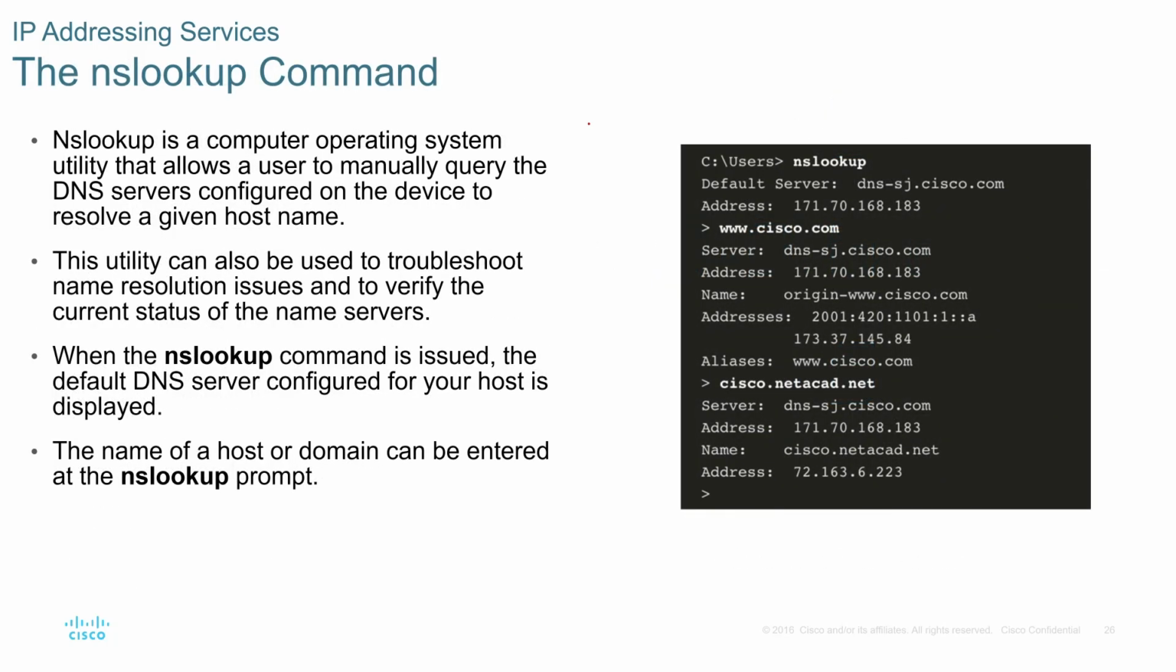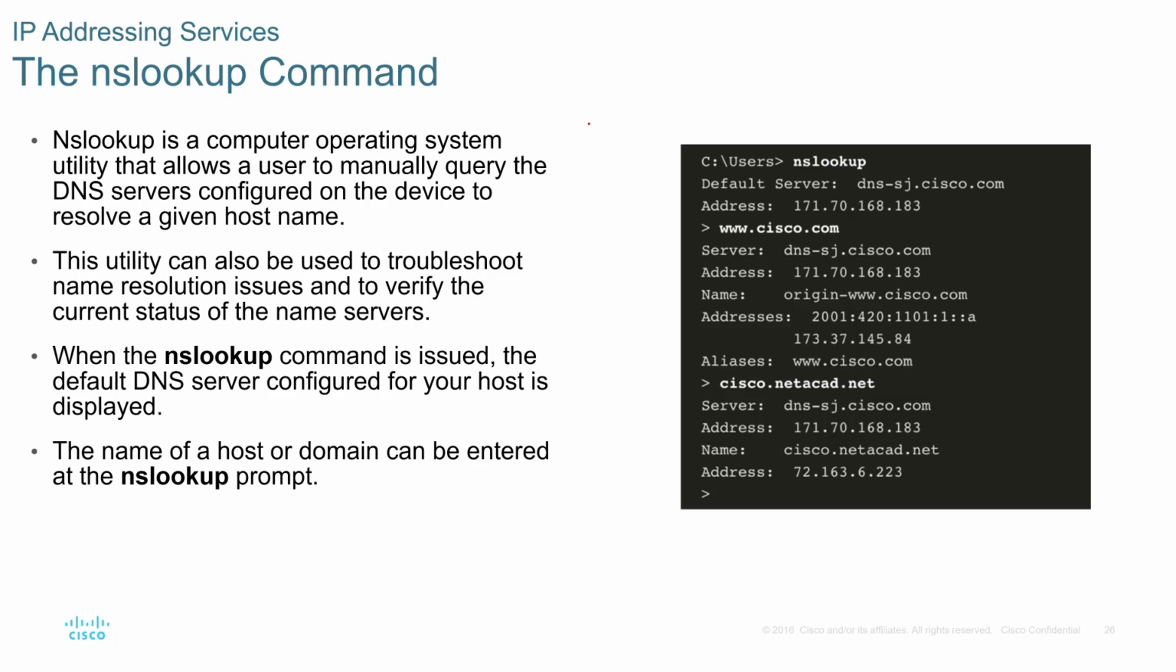We can use the NSLOOKUP command, and this is available in a computer operating system using the command prompt, where we would type in NSLOOKUP. In the computer operating system, it is a utility that allows a user to manually query the DNS servers configured on the device to resolve a given host name. The utility can also be used to troubleshoot name resolution issues and to verify the current status of the name servers. When the NSLOOKUP command is used, the default DNS server configured for your host is displayed. The name of a host or domain can be entered at the NSLOOKUP prompt.